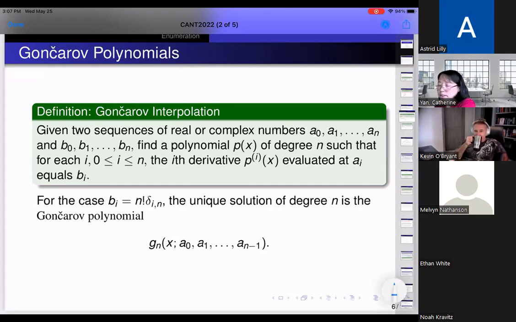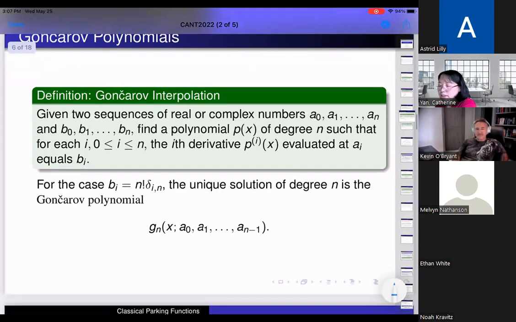To describe the solution, we can think about a basis case, which is obtained by letting the values you want be everywhere 0, except the last one. The last value b_n is n factorial. The reason for n factorial and not 1 is because we want the polynomial to be monic, so it's actually a scaling factor. Then we have a unique solution to the interpolation problem, and that solution is called the nth Gontcharoff polynomial. We write it as G_n. It depends on x, and of course on the parameters a_0 up to a_{n-1}. It doesn't depend on the last point a_n.